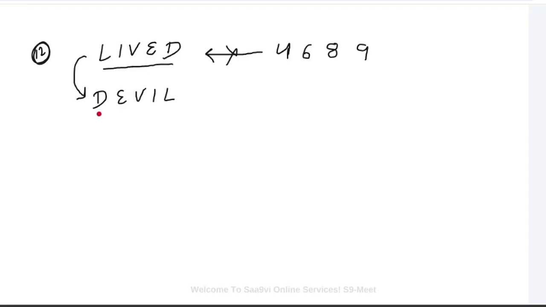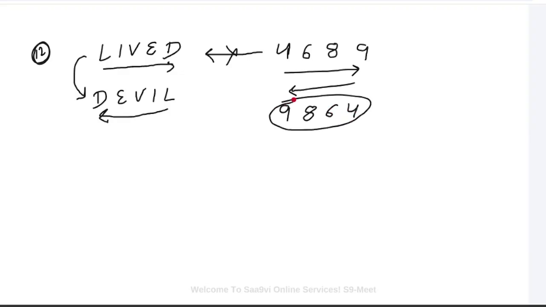Lived, lived. So they have been written from left to right. That's it. So 4, 6, 8, 9. Write it in the reverse order. That means 9, 8, 6, 4. That is the answer with me.